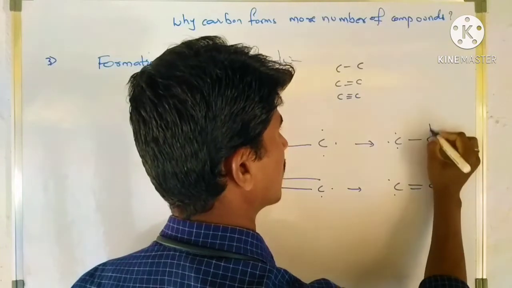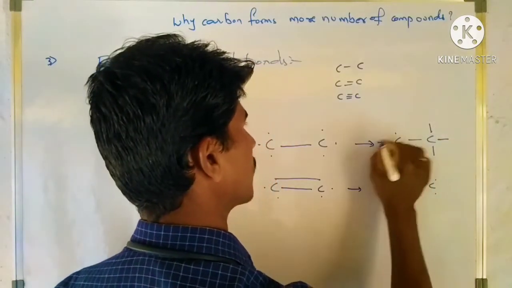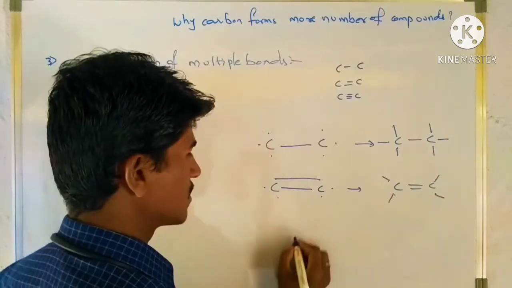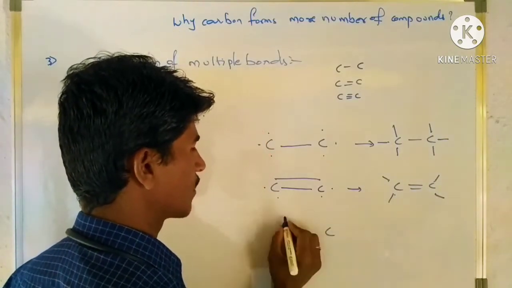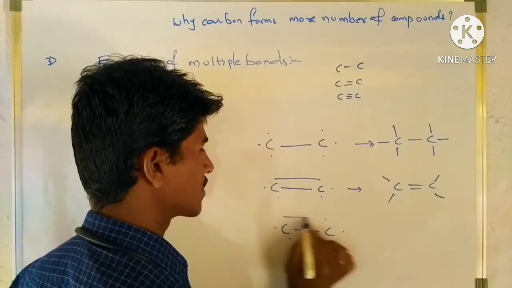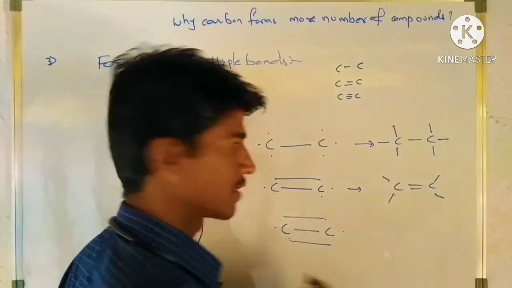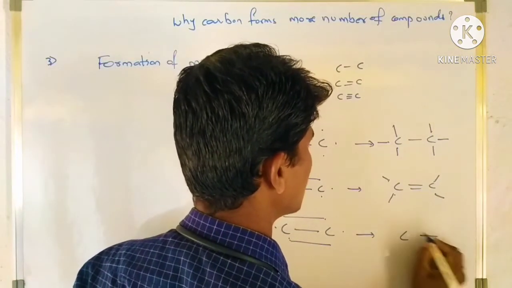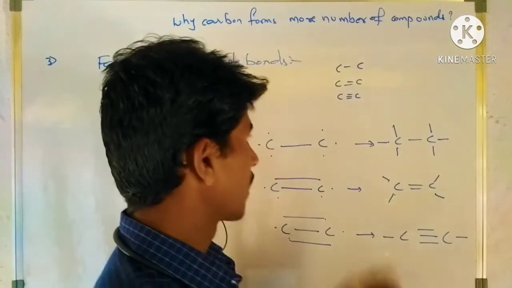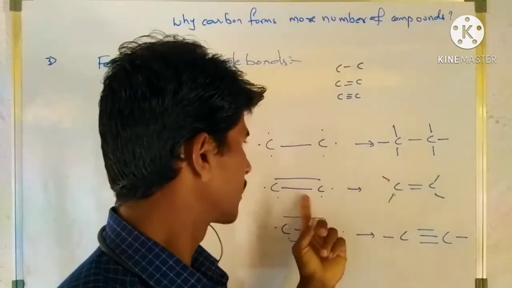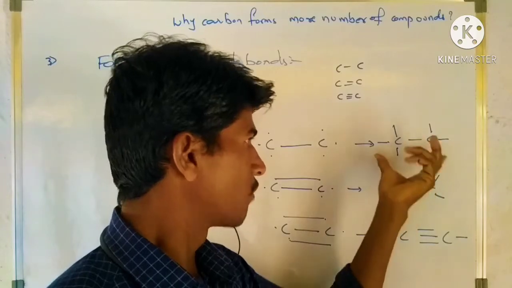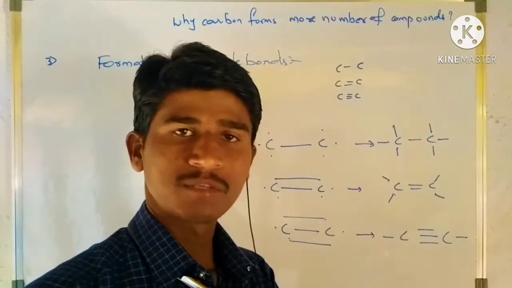These are again involved in another bond formation. Okay, so this is also another. Next, in between two carbons, here 1, 2, 3, 4, 1, 2, 3, 4. Now these electrons get paired with each other. This leads to the formation of a CC triple bond also. This is another possibility. So carbon could form a single bond, a double bond, and a triple bond. So these multiple bonds are formed by carbon.